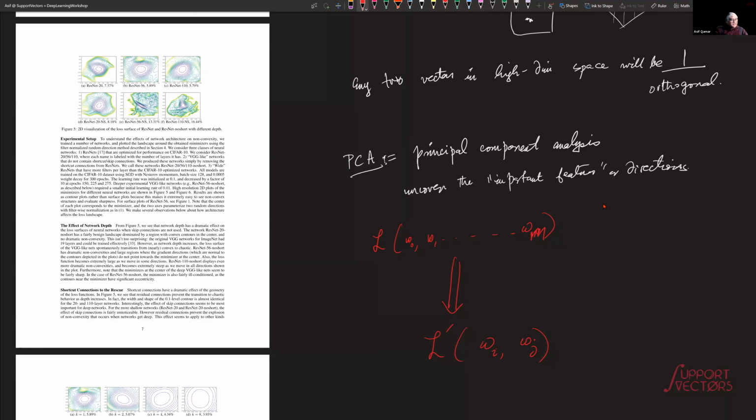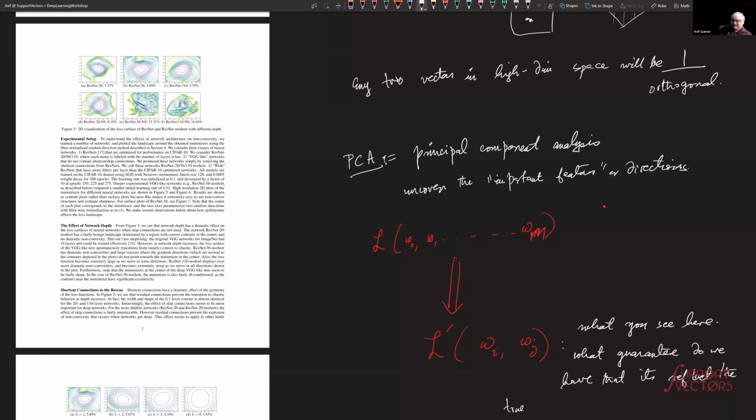So one of the fundamental questions that comes is, are you sure that this preserves the properties of the original high dimensional loss surface? That what you see here, do you see this point, guys? What you see here, what guarantee do we have that it reflects the true higher dimensional reality?